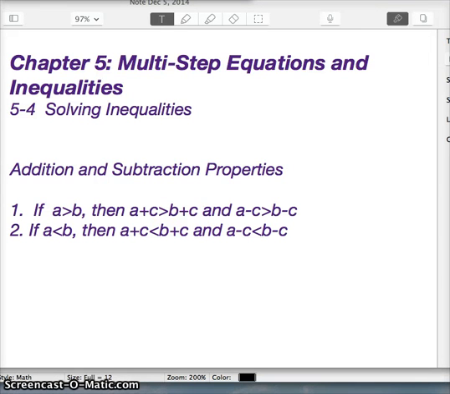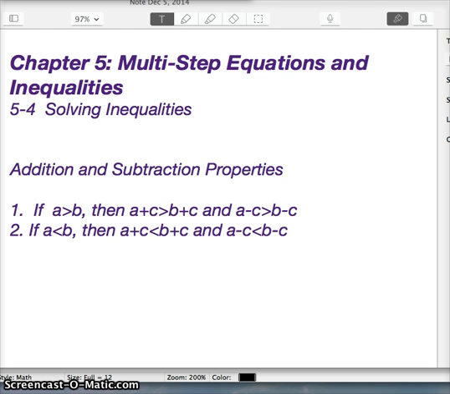Hey everybody, we are in chapter 5. We're still looking at multi-step equations and inequalities. And today in section 5.4, we're going to talk about solving inequalities. The first thing we need to do, we don't have any vocabulary words, but we do have some properties. We're going to have two sections of properties.